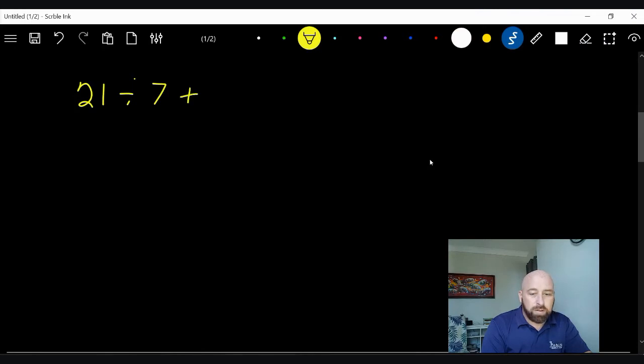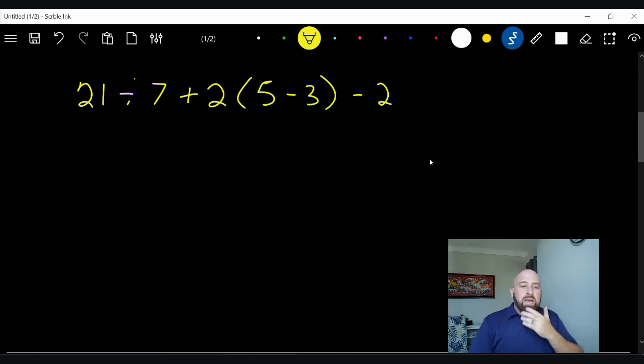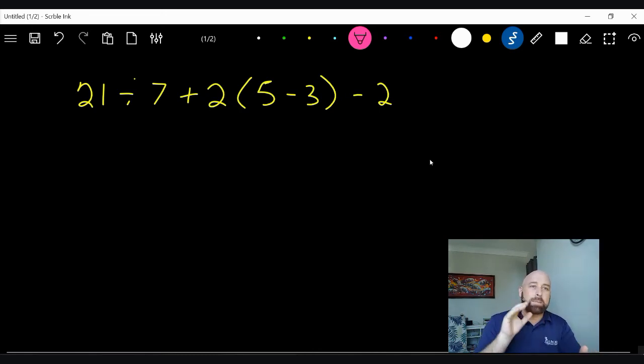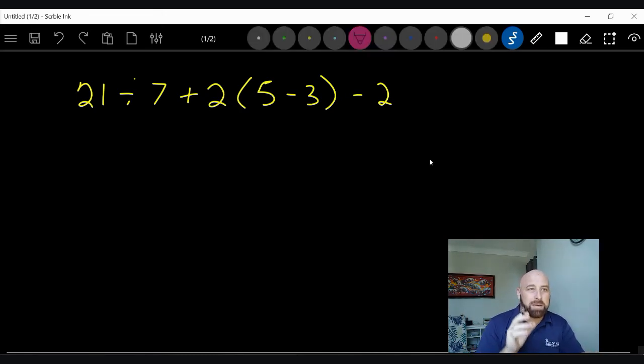Okay, well, let's do one of these. Let's try one and see what happens. Let's do 21 divided by 7 plus 2, parenthesis 5 minus 3, parenthesis minus 2. All right. Now, one thing that I always like to do is I always like to take these step by step. Okay? Step by step.